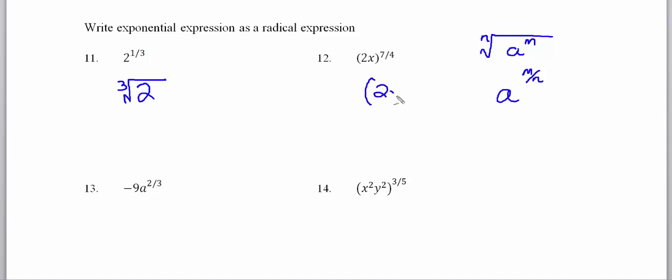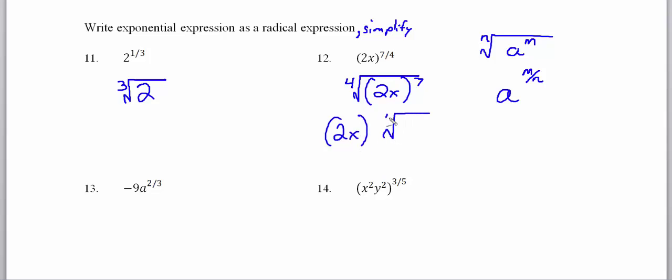This problem is going to be 2x under the fourth root taken to the seventh power. But you may want to be careful that you should always try to simplify these expressions if possible, which means that 4 goes into 7 once, so you would have a 2x multiplied by the fourth root of 2x raised to the third power, because the 4 fits into the 7 once with 3 left over. So this becomes a simplified version with 2x on the outside and then a 2x cubed on the inside of the fourth root.